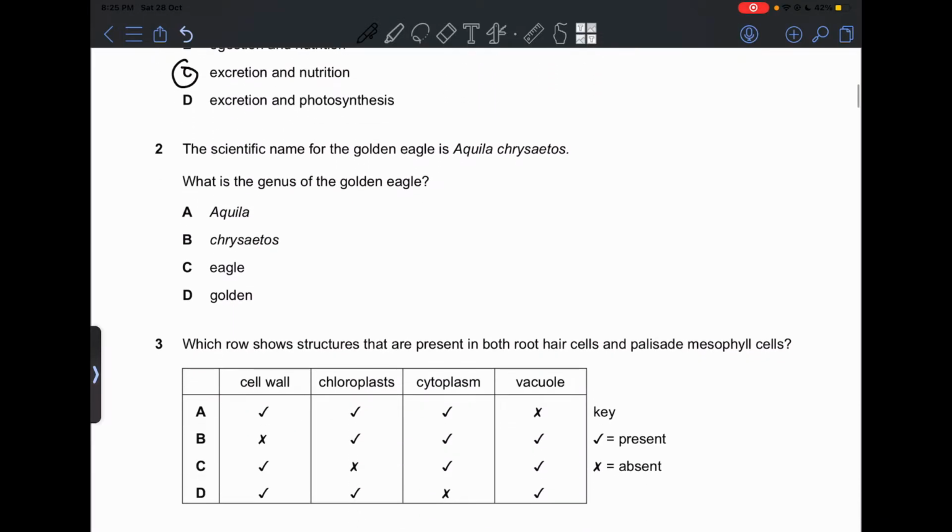Number 2, the scientific name for the golden eagle is given. What is the genus of the golden eagle? As we all know, the genus is the first name that comes here, and it starts with a capital letter and it's in italics. So our answer is going to be A.